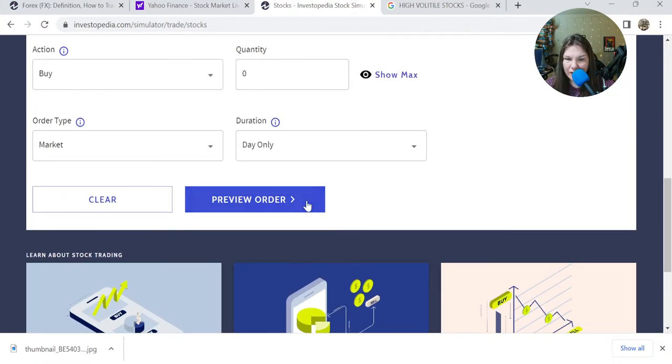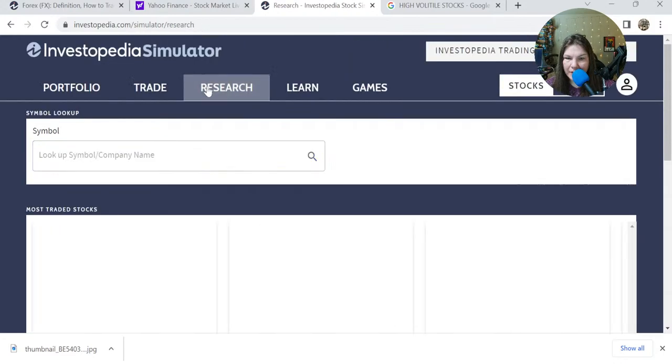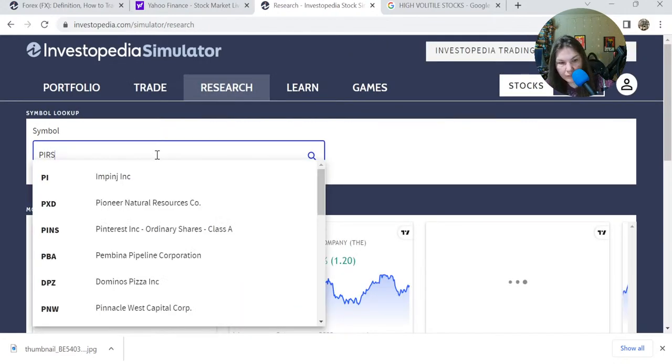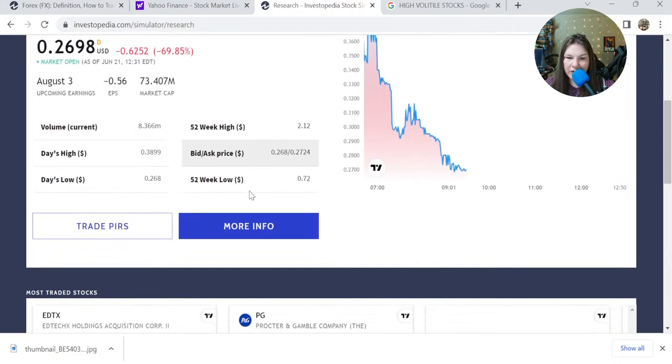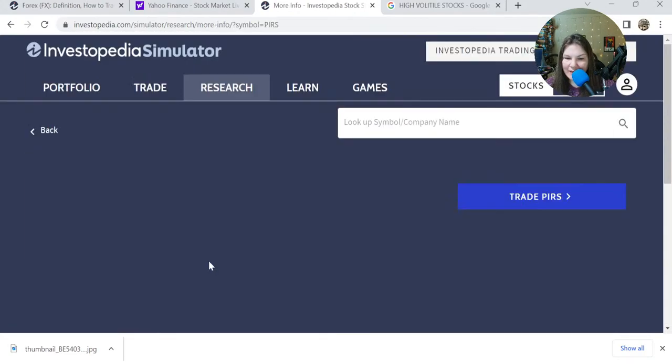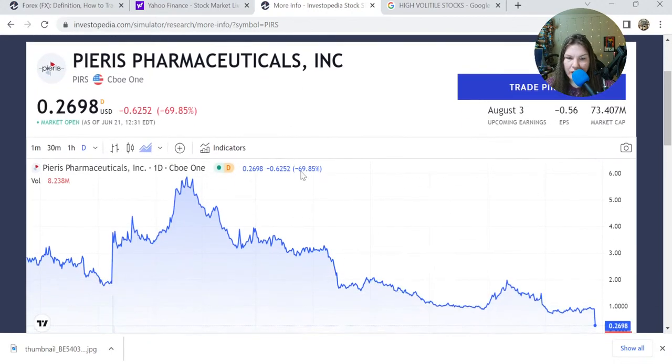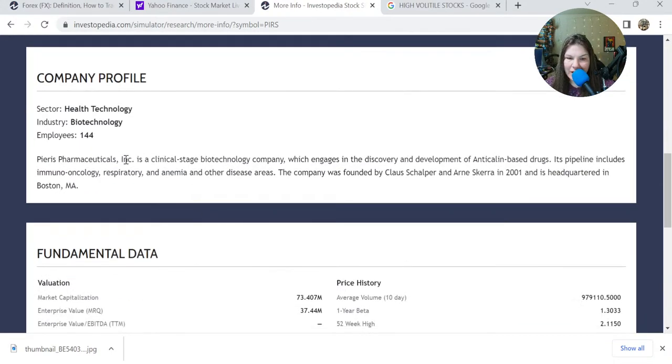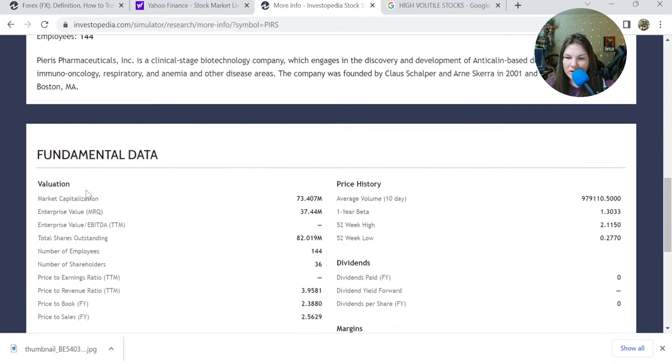What does its information say? We need to go to research PIRS. Okay. And then we can see what's up with it. That doesn't say anything. More info, guys. Got to look it up correctly. Okay, what does it say about this horrendous stock? It's a clinical stage biotechnology company which engages in the discovery and development of anticalin-based drugs. Its pipeline includes immuno-oncology, respiratory, and anemia and other disease areas. The company was founded by Klaus Schlapper and Arnie Skura in 2001 and is headquartered in Boston, Massachusetts.